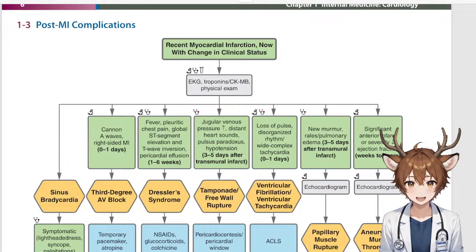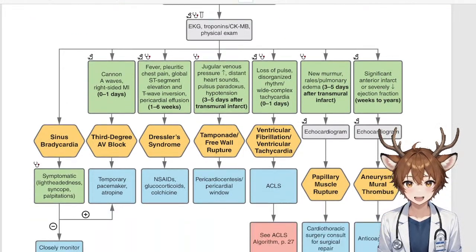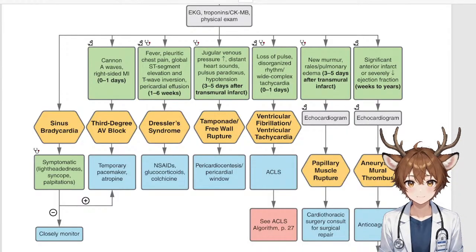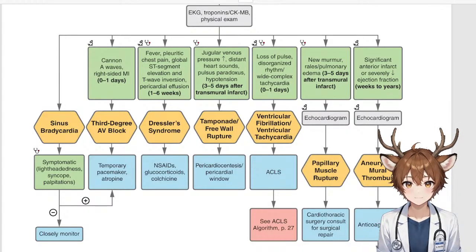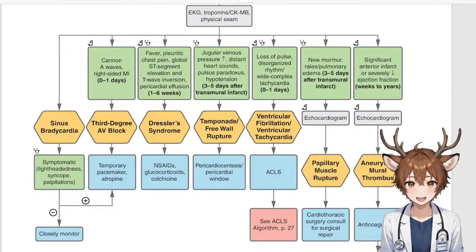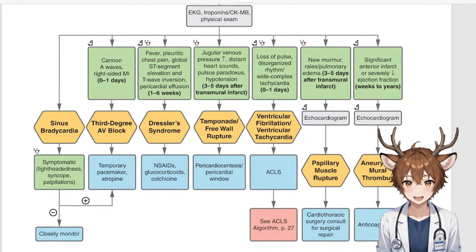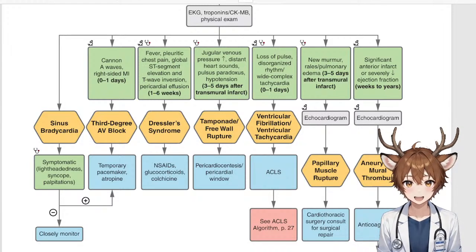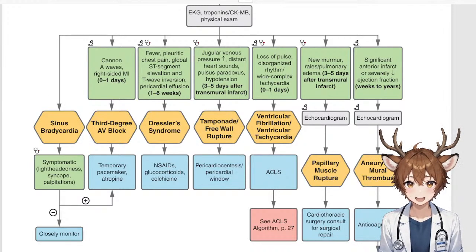So let's say, for example, we do that, and we have sinus bradycardia. In that case, we're going to look for symptomatic lightheadedness, syncope, palpitations. If it's negative for those symptoms, just closely monitor. If it's positive, then we probably need a temporary pacemaker and atropine.